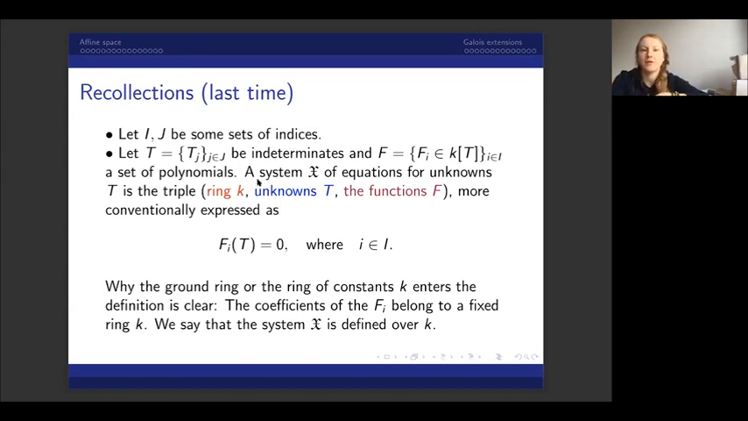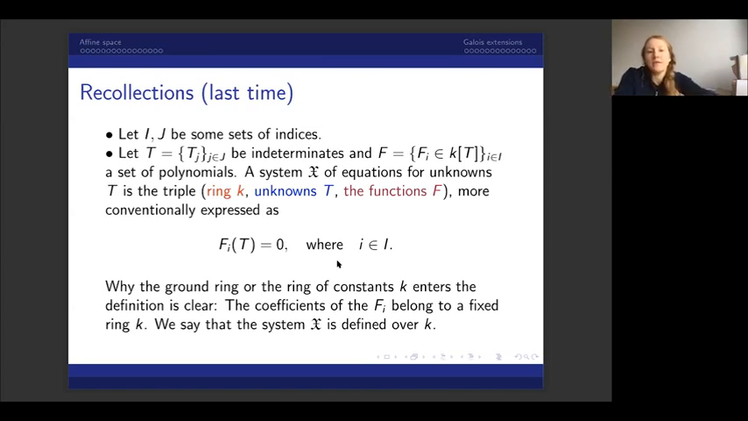So you have the following. You have a system of equations for some given unknowns T, which is given by a triple. This triple is formed from a ring or a field, depending on what you're doing, of coefficients, the unknowns T and the functions F. And you express this system of equations as Fi of T equals zero for i in this set of indices, capital I.